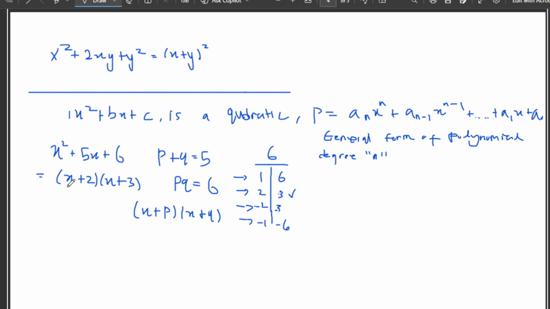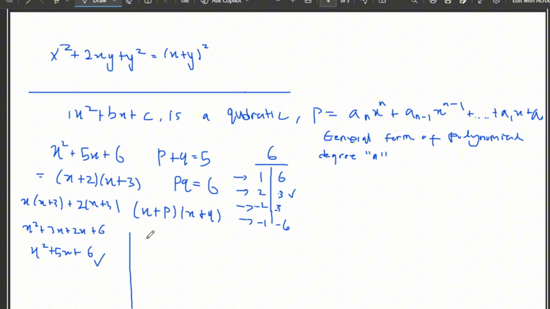Well, we can check this by distributing them. I'm going to use this method, which will get x squared plus 3x plus 2x plus 6. So we have x squared plus 5x plus 6. So it's true.